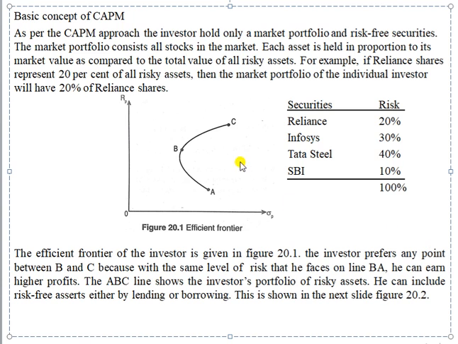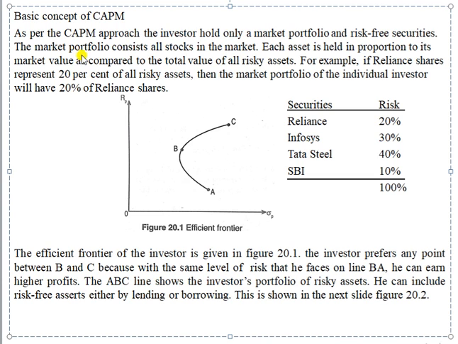Okay, right. So here, as per the CAPM approach, the investor holds only a market portfolio and risk-free securities. The assumption here is that other than the risk-free and the market securities, no securities or assets will be included. The market portfolio means only the securities available in the market; those stocks would be selected for the portfolio, along with the risk-free securities. I think you already know about risk-free assets.